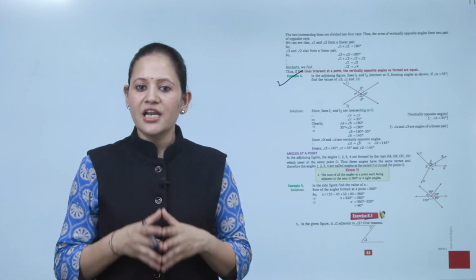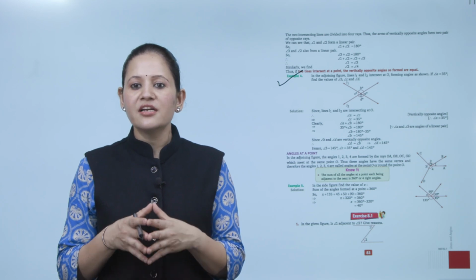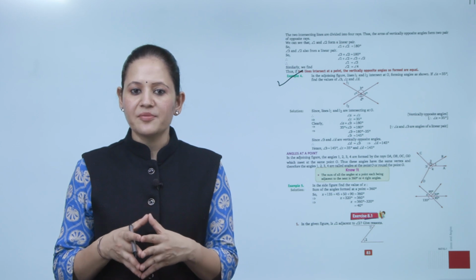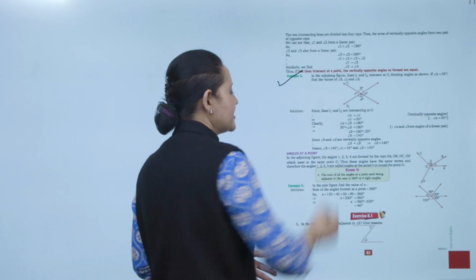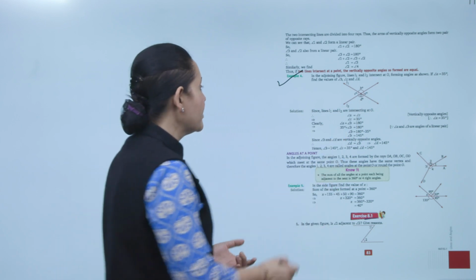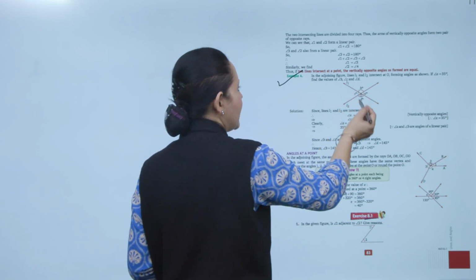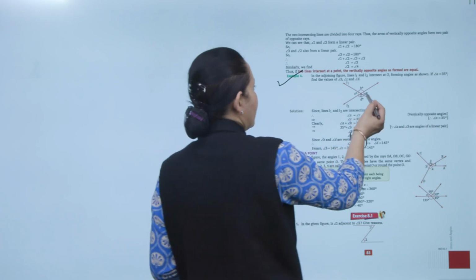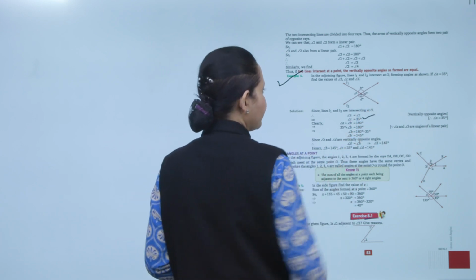In the adjoining figure, lines L1 and L2 intersect at O, forming the angles as shown. If angle A is 35 degrees, find the values of angles B, C and D. Here, two lines are intersecting each other at point O. So that means C and A are vertically opposite angles, and B and D are vertically opposite angles. So here, if A is 35 degrees, then C is also 35 degrees.